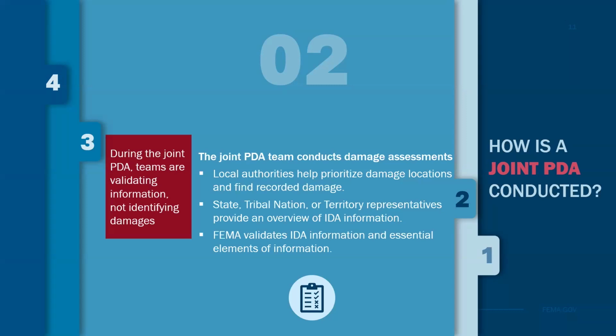State, tribal nation, or territory officials provide FEMA with an overview of IDA information and the scale and scope of the incident. The Joint PDA team validates damage through visual confirmation, summarizing visits to damaged areas and estimating the damage. FEMA validates and assesses all IDA data and essential elements of information.